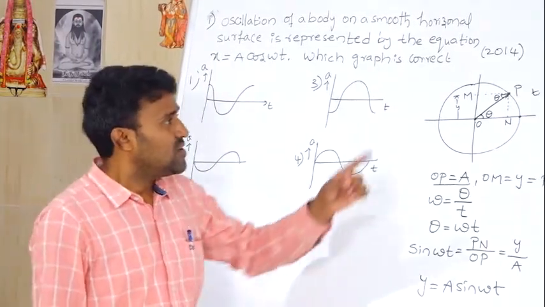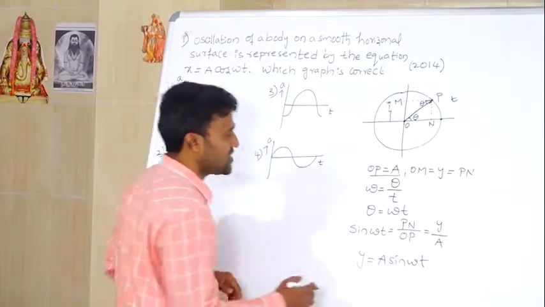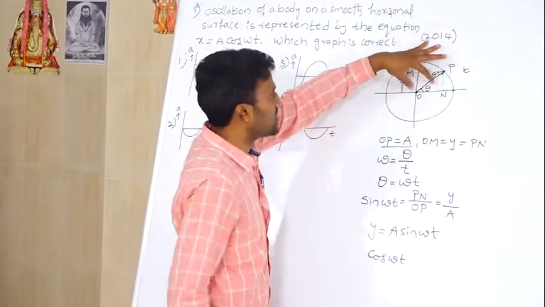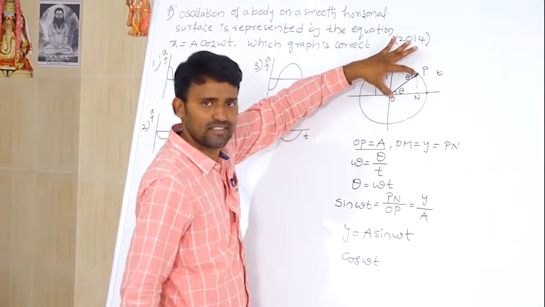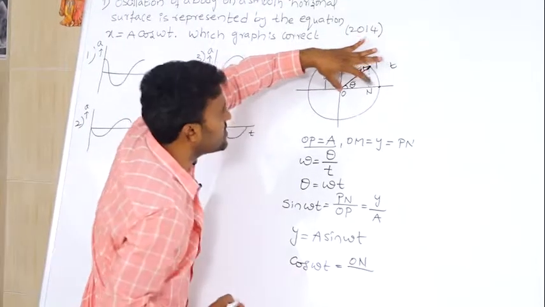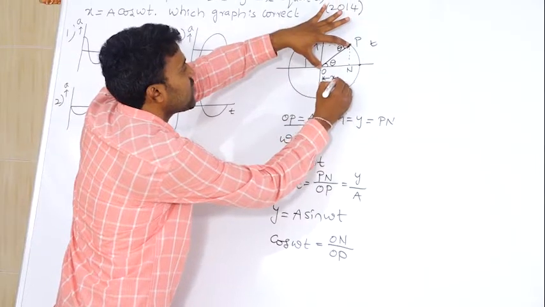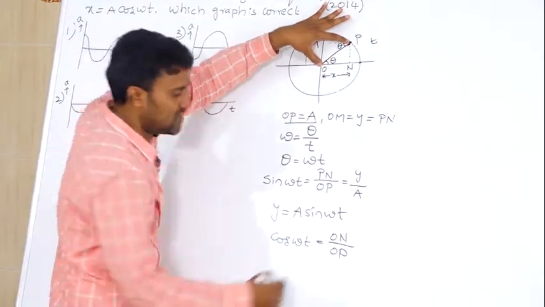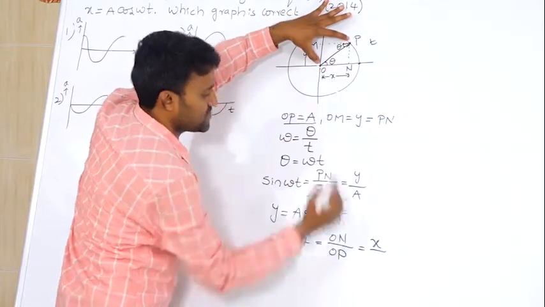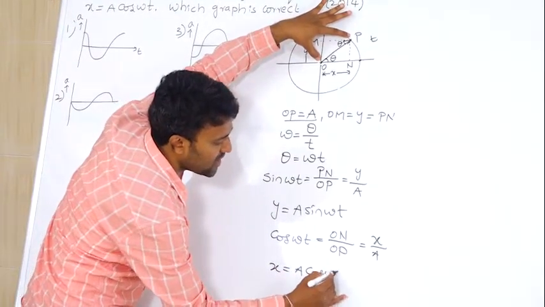Next one, x is equal to A cos omega t. One equation we got. Cos omega t means adjacent side by hypotenuse. Adjacent side is ON and hypotenuse is OP. Here ON is equal to displacement along the x direction, it is x. x divided by OP, we know OP is equal to A. So x is equal to A cos omega t.